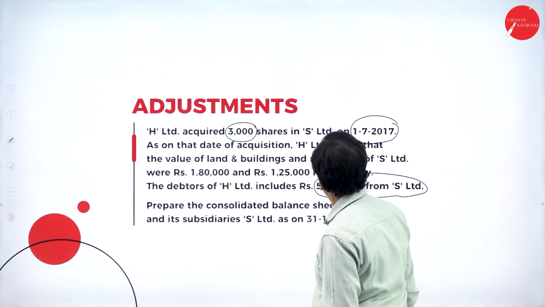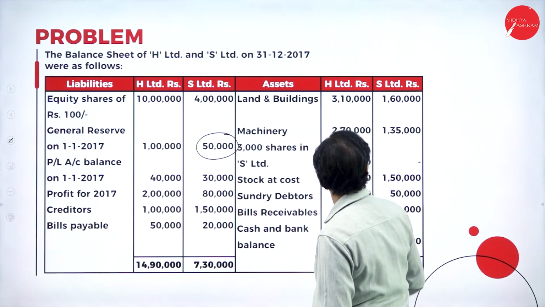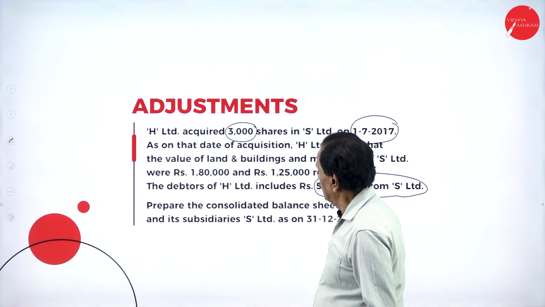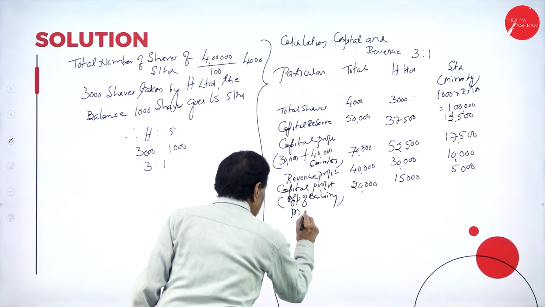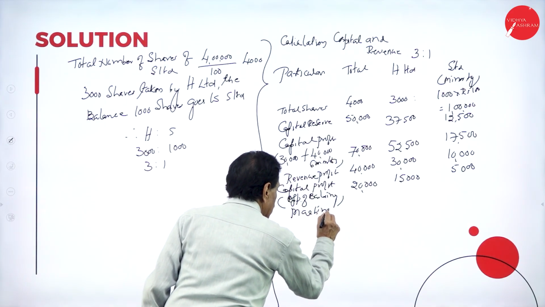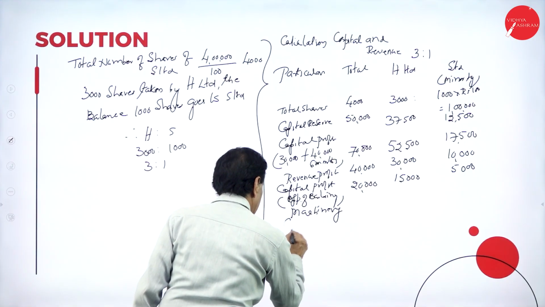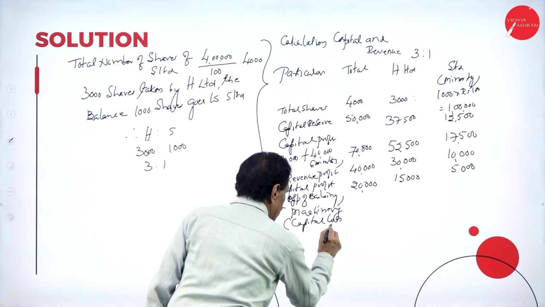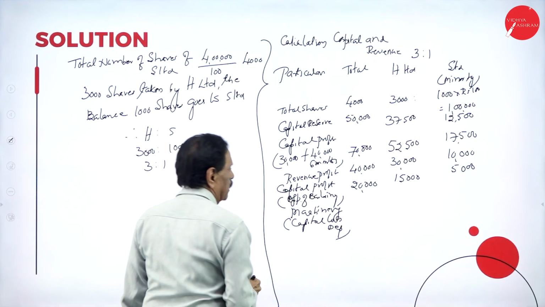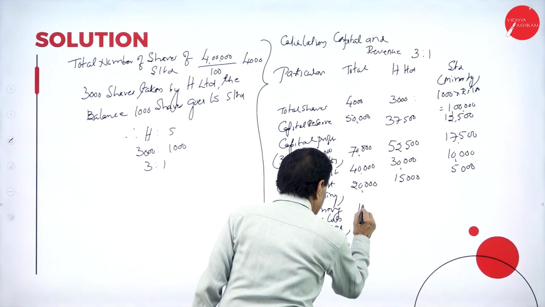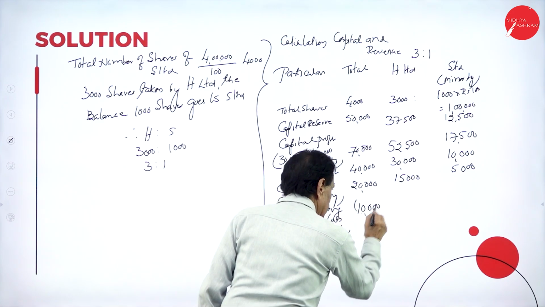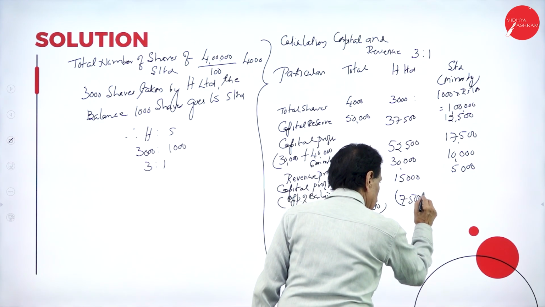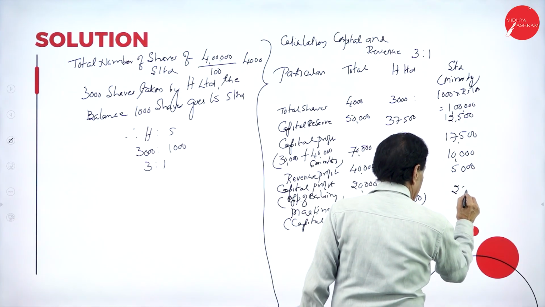Machinery 1,25,000. How much you got? 1,35,000 becomes 1,35,000, means 10,000 has come. Machinery, capital loss, depreciation, 10,000, 7,500, 2,500.